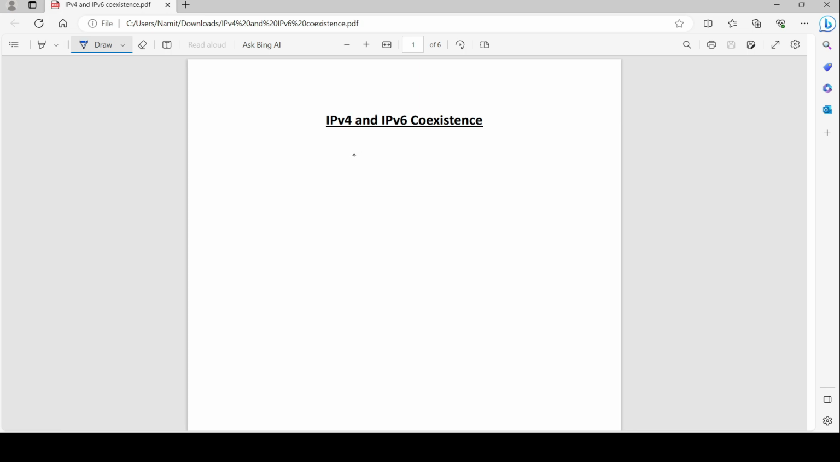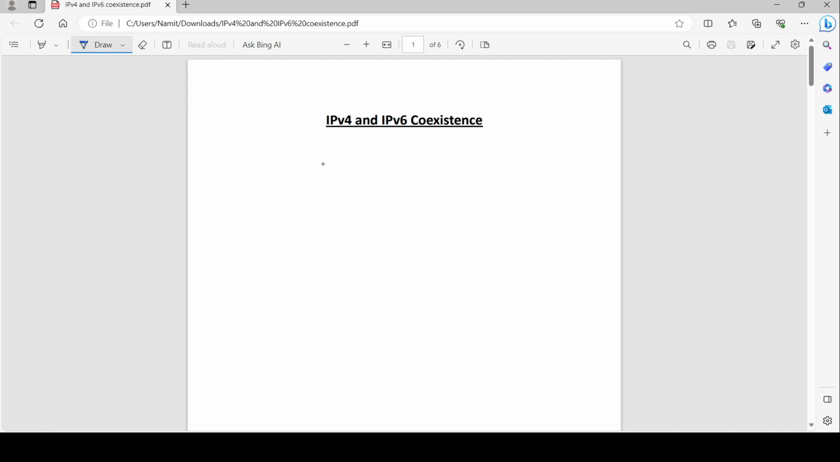Today's topic is IPv4 versus IPv6, or we can also say IPv4 and IPv6 coexistence. What I mean is that nowadays we have both IPv4 and IPv6 present in our environment. Some devices are operating on IPv4, some on IPv6, and some on both. The structure and address space of both are different. One is 32-bit, one is 128-bit, and the way the addresses look is also different, but still these devices are able to communicate with each other.